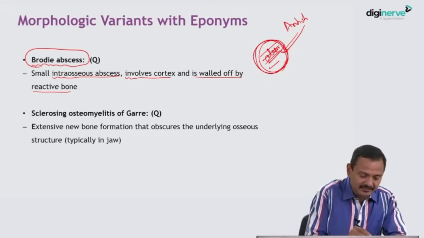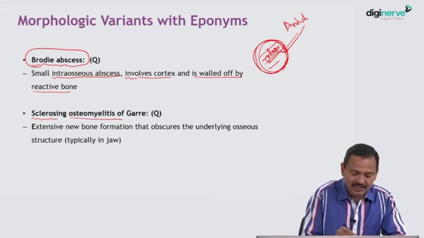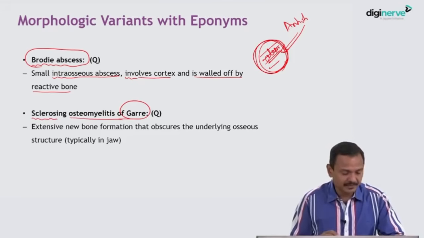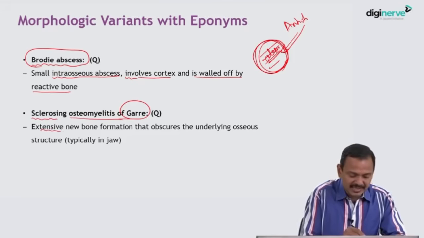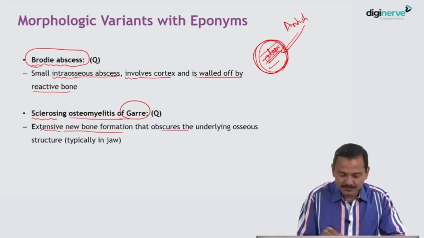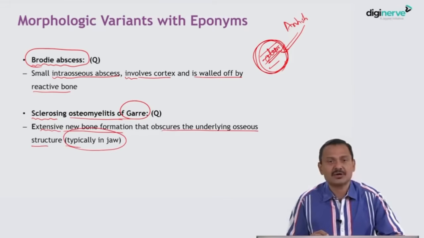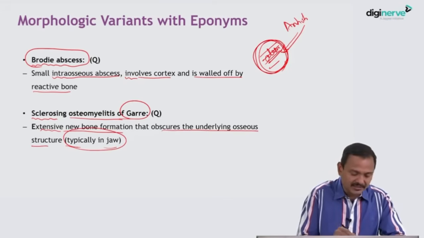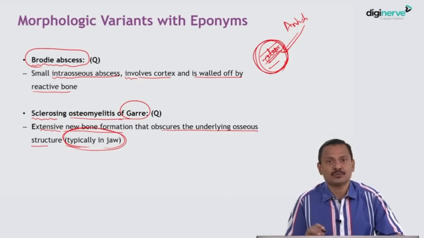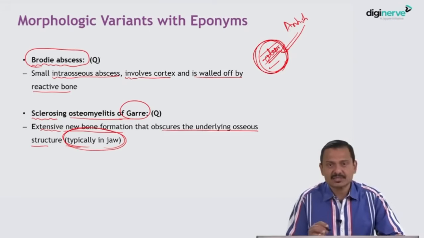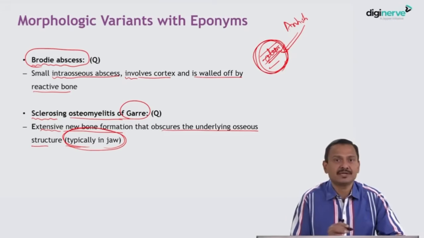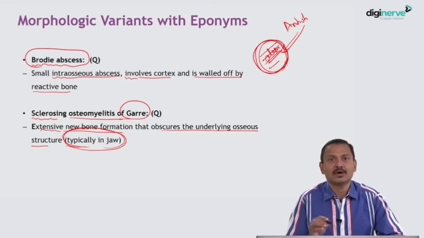Okay? The second type is sclerosing osteomyelitis of Garre. Okay? This is because of extensive new bone formation that obscures the underlying osseous structure, typically seen in the jaw, and that is called as sclerosing osteomyelitis of Garre, typically seen in the jawbone. Okay? That was about some morphological variants of bacterial osteomyelitis.